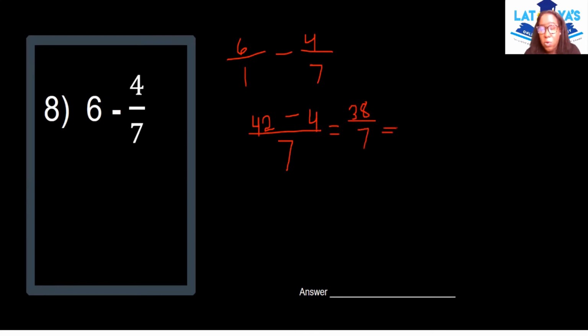You must give your answers in its reduced form. So I'm going to reduce this fraction. 7 into 38 is 5. I know that because 7 5s are 35. I'm going to have a remainder of 3 over 7. So the answer is 5 and 3/7.